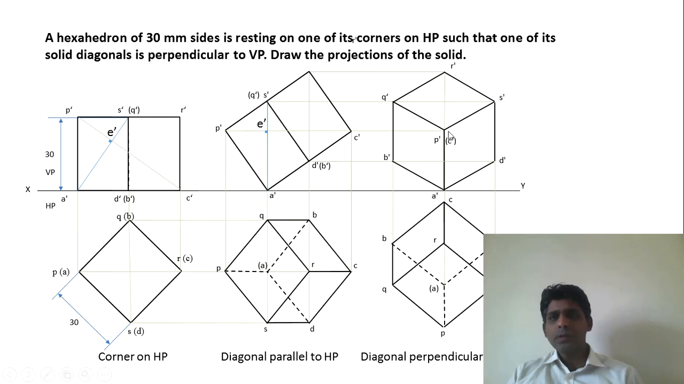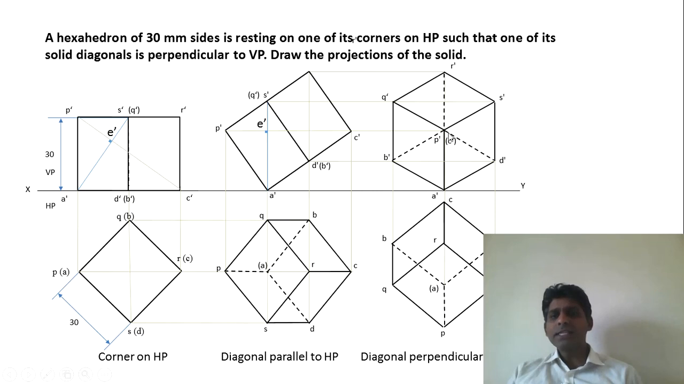So those lines have to be drawn, and those lines will be dotted lines. You can see that C dash B dash, C dash D dash and C dash R dash. These are the lines which are not visible because they are starting from the farthest point.